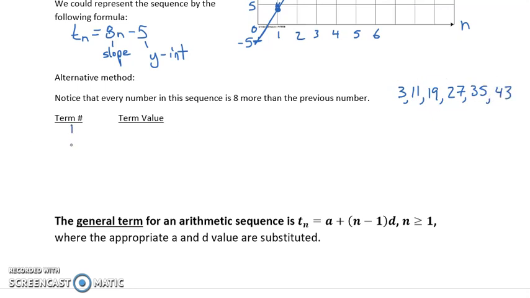So I'm going to write that out a little differently here. Instead of writing specifically the term value, I'm going to write it out as a sum. And so the sum is going to look like this.